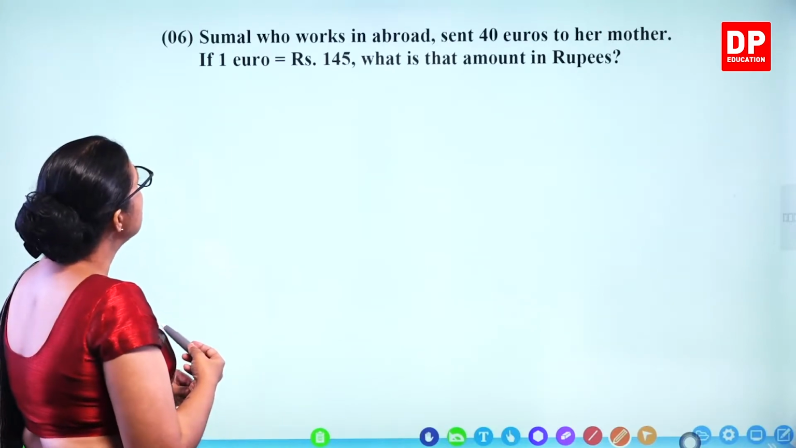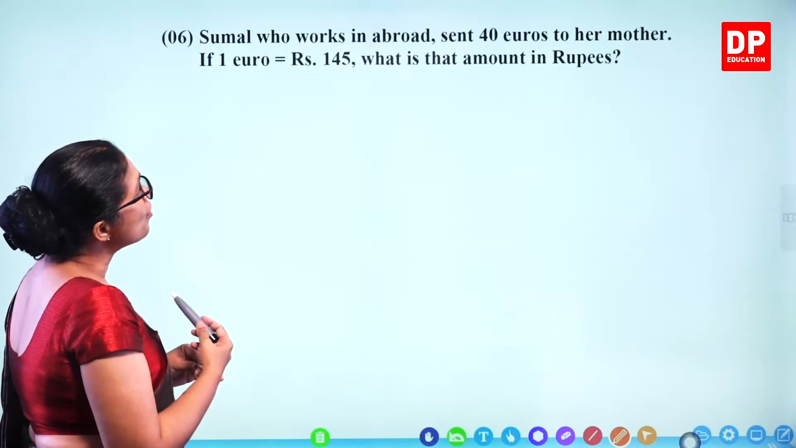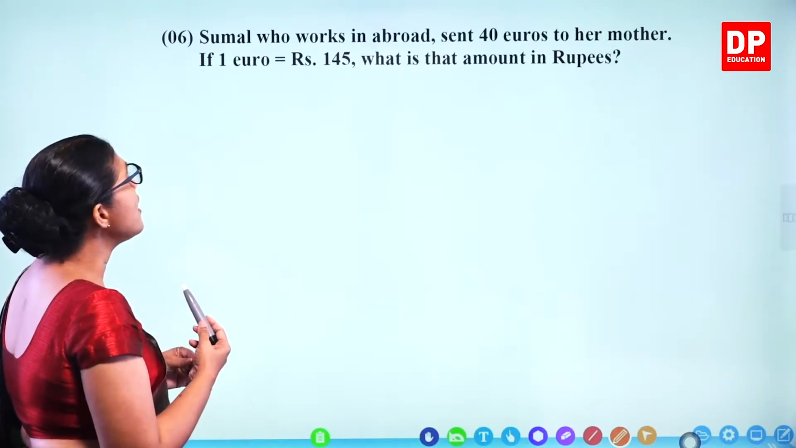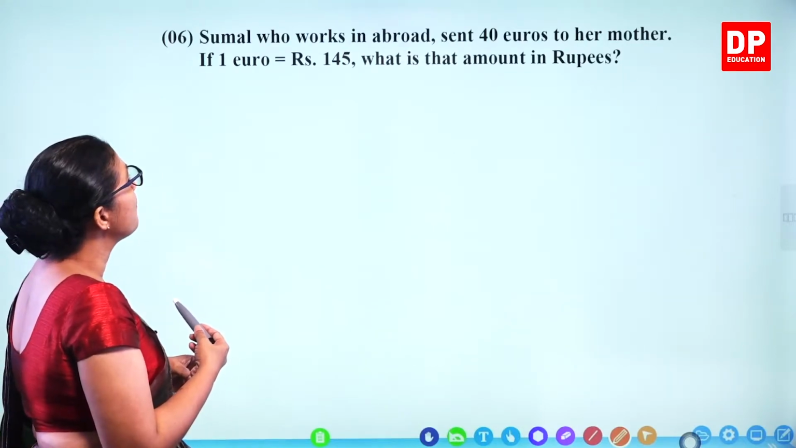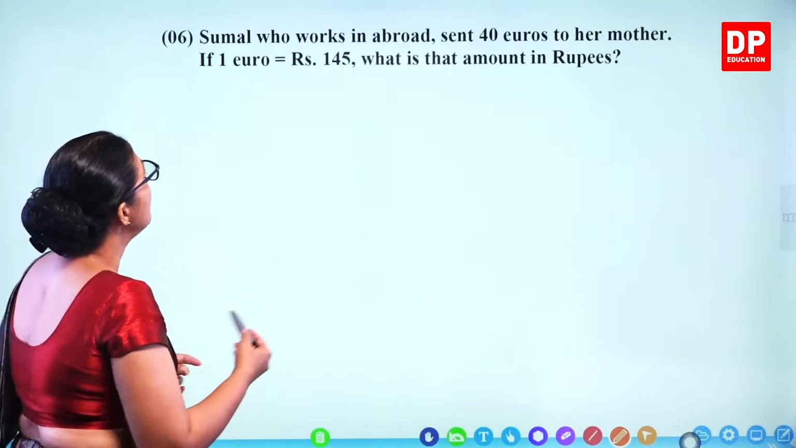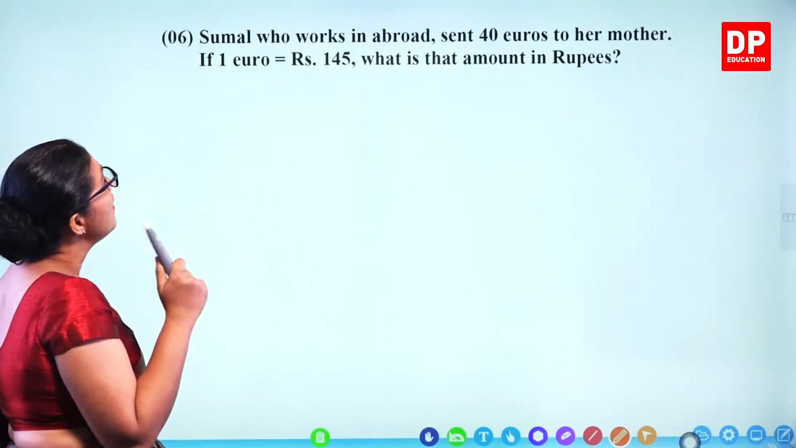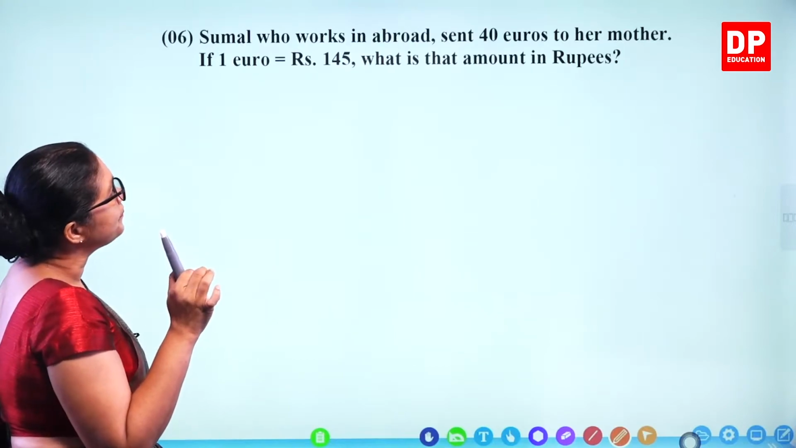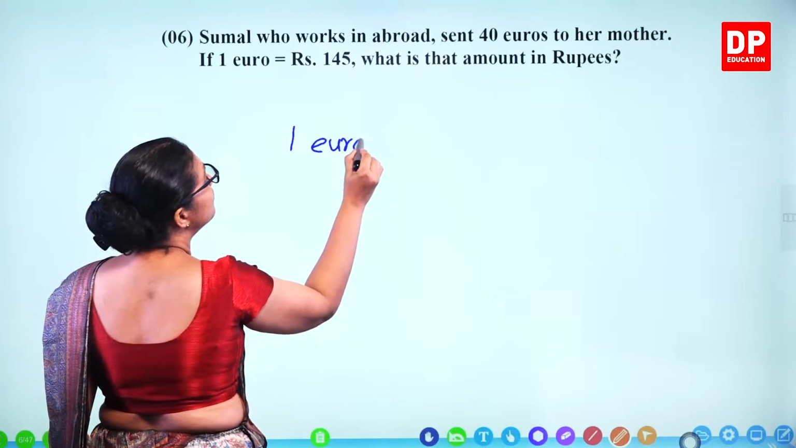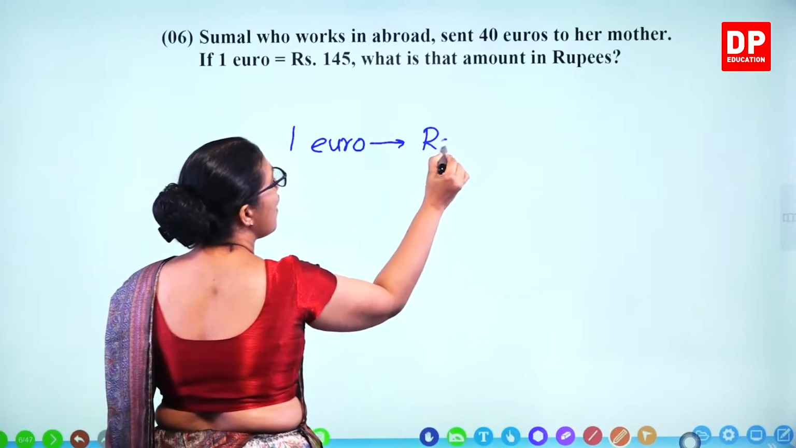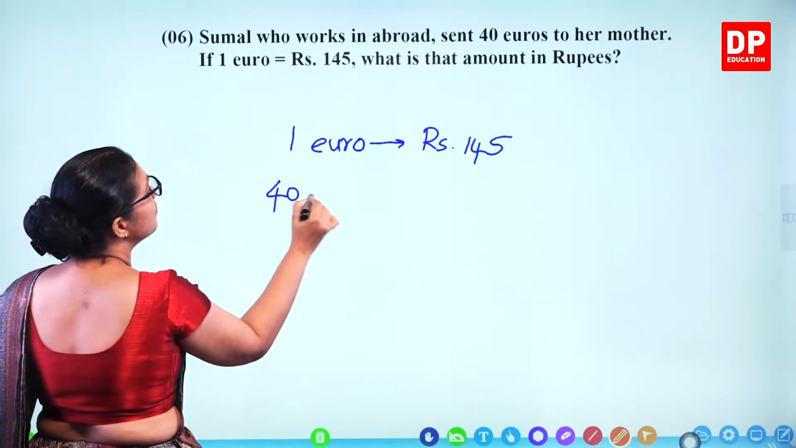Question number 6. Sumal, who works abroad, sent 40 euros to her mother. If 1 euro is 145 rupees, what is that amount in rupees? This is not the recent value. Now these are all higher, not 145. So 1 euro is 145. What about 40 euros?